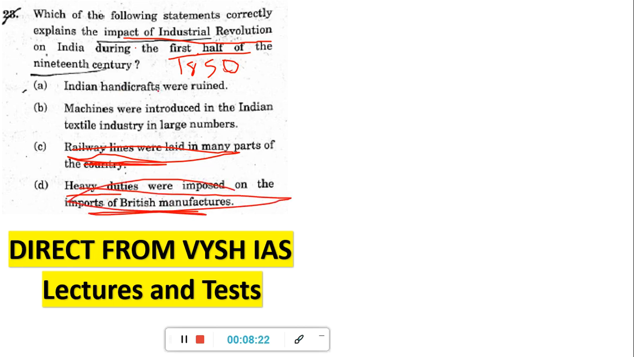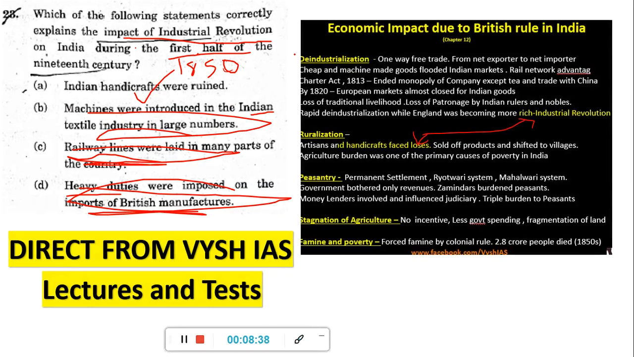Now, Indian handicrafts were ruined and machines were introduced in the Indian textile industry in large numbers. In the Indian textile industry they were not going to put a lot of machinery; they were manufacturing everything there. So this is also wrong. So Indian handicrafts were ruined, and this is directly from Spectrum, chapter 12 of that edition, economic impact of British rule: industrialization came and handicrafts faced losses. The entire handicrafts was actually destroyed. So it's a direct Spectrum question. So do those basic textbooks.